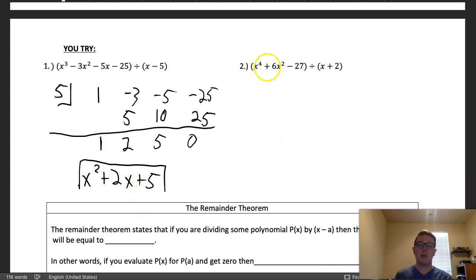Let's have you try this one, but be very careful. We have no x cubed term and no x term. So remember to put your zeros in for those. Go ahead and try these.